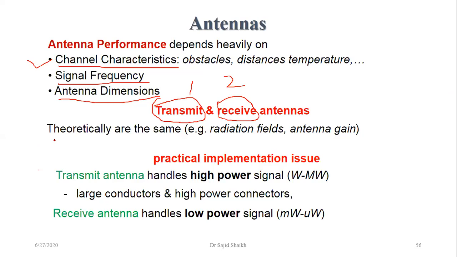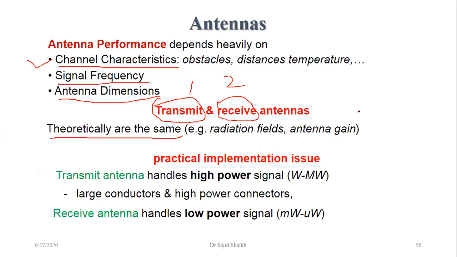Theoretically, both are the same. The functioning of both antennas is the same, except that in a transmit antenna we are converting electrical energy into electromagnetic waves, and in a receive antenna we are converting the electromagnetic wave into electrical energy, right? So this is the only difference between transmitting and receiving antenna.